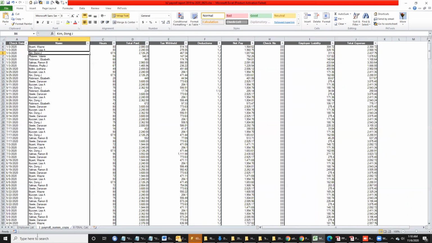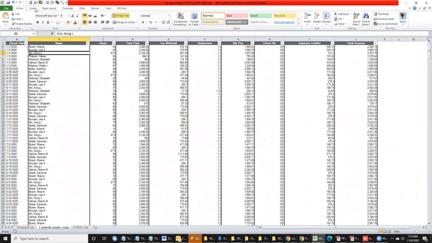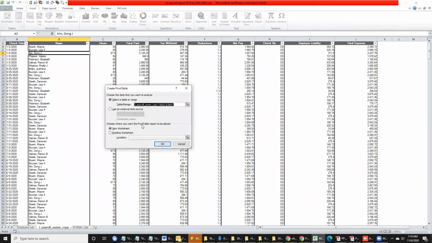Next thing we are going to create a pivot table for is the February 15th payroll. The one pay period which includes February 15th: who was employed by the customer, and how much did that employee get paid? How do we create that pivot table? We come here, pivot table.